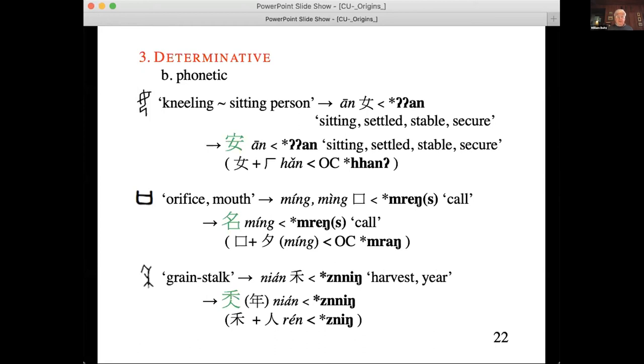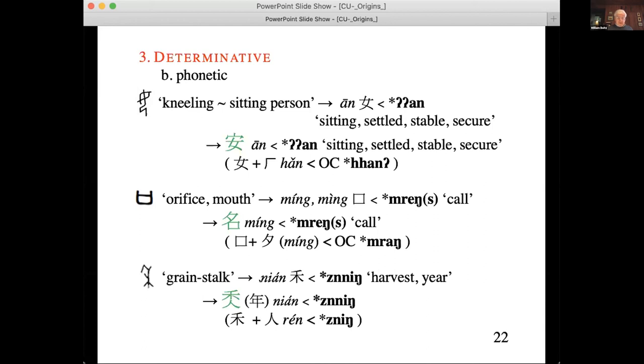So this graph, my cursor seems to come and go, I don't know why. This graph is used now to specify the pronunciation an instead of the pronunciation ru or nü or other possibilities for that character. And again, you get a two-part character. This time the two parts are arranged vertically instead of horizontally. Same thing down here. The graph, when it's intended to write the word ming, to call, is augmented with a second component, which has an underlying pronunciation ming. And so it's telling you, read this as ming, don't read it as ko.